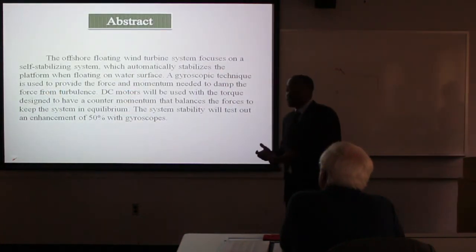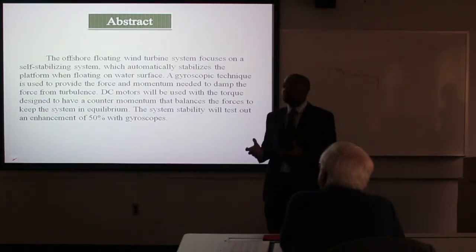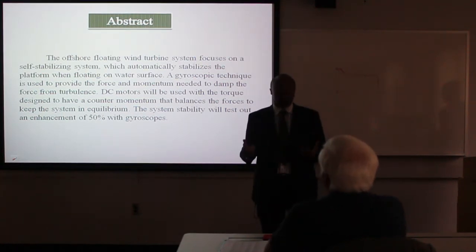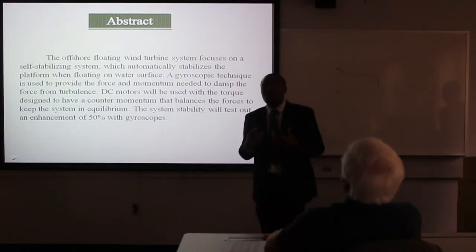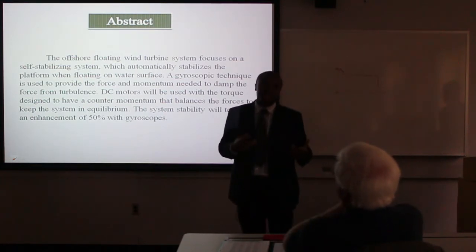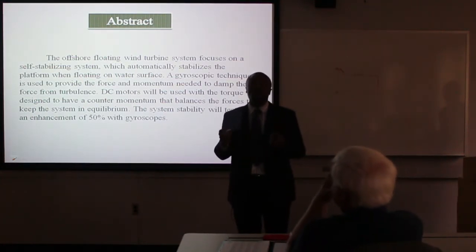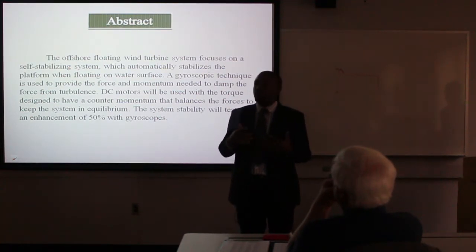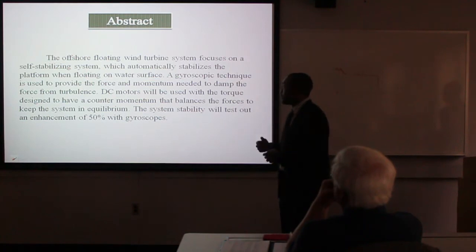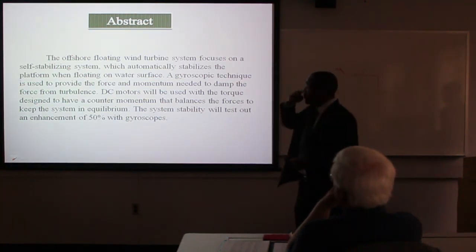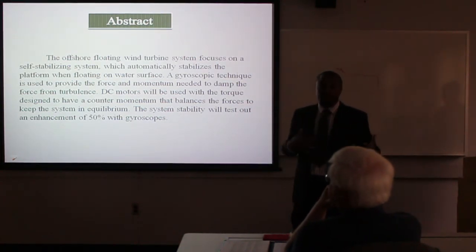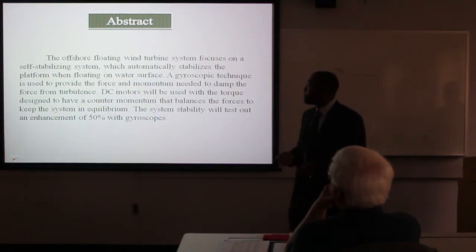Now, what is our system? We are building a floating offshore wind turbine. The technique that we use to stabilize this platform is what we call the gyroscope technique. A gyroscope technique is based on just a spinning mass and a motor. It's very simple, and we will go through the concept throughout the presentation. Our goal is to reach a 50% improvement in settling time for the system to get back to stability after a predefined force attacks the turbine.